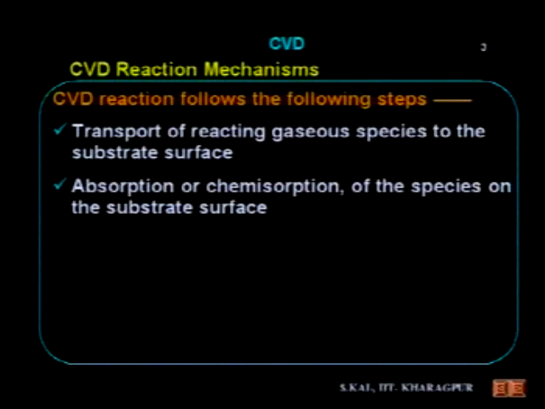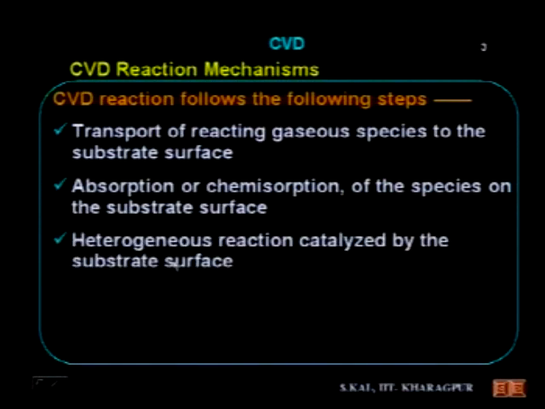So next, once the reactant gases are flown into the chamber, the next step is the absorption or chemisorption of the species on the substrate surface. The gaseous species are absorbed or chemically absorbed, which is known as chemisorption, on the substrate surface. Next, the heterogeneous reaction catalyzed by the substrate surface. Now the reaction will take place, that is decomposition of silane or hydrogen reduction reaction. Similar reaction also we have seen in silicon epitaxial growth. So this heterogeneous reaction catalyzed by the substrate surface is the third step.